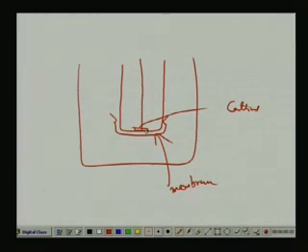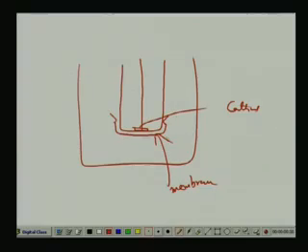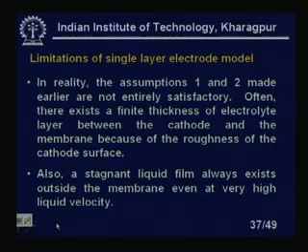If there is a slight roughness, electrolyte will come in between. Secondly, even though the liquid is rotating, with agitators in continuous stirred tank bioreactors or other types of reactors, there is continuous movement or agitation of the liquid, but a thin layer in contact with the membrane will be stationary or stagnant. Clear?